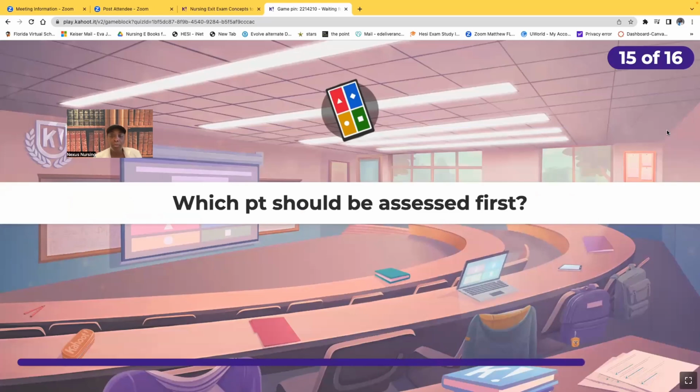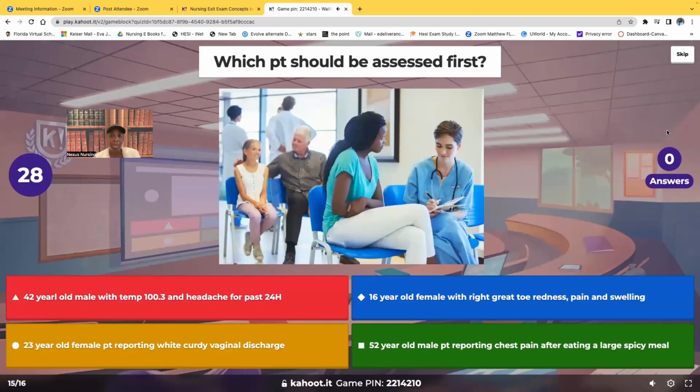Which patient should you see first? In other words, which patient's the priority? A 42-year-old male with a temperature of 100.3 and a headache for the past 24 hours, a 16-year-old female with right great toe redness, pain, and swelling, a 23-year-old female patient reporting white curdy vaginal discharge, or a 52-year-old male patient reporting chest pain after eating a large spicy meal.